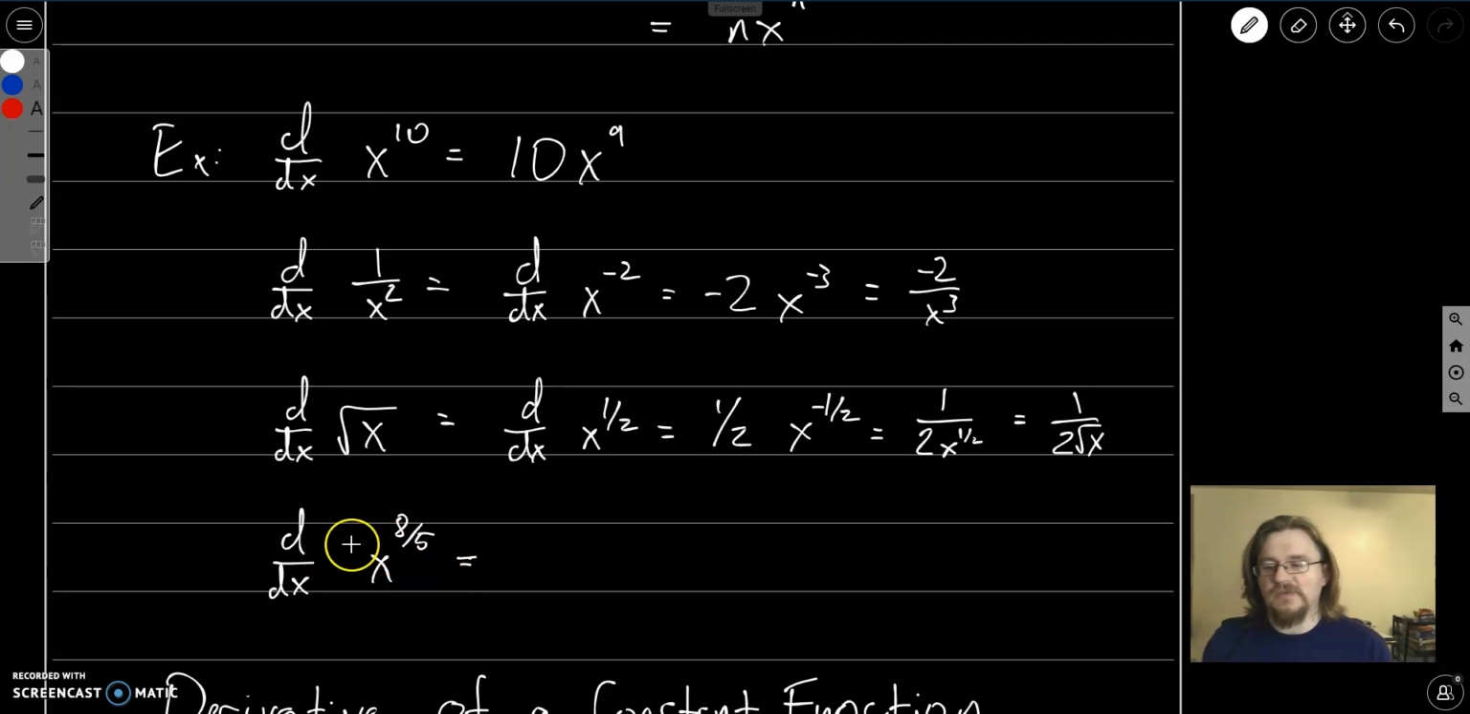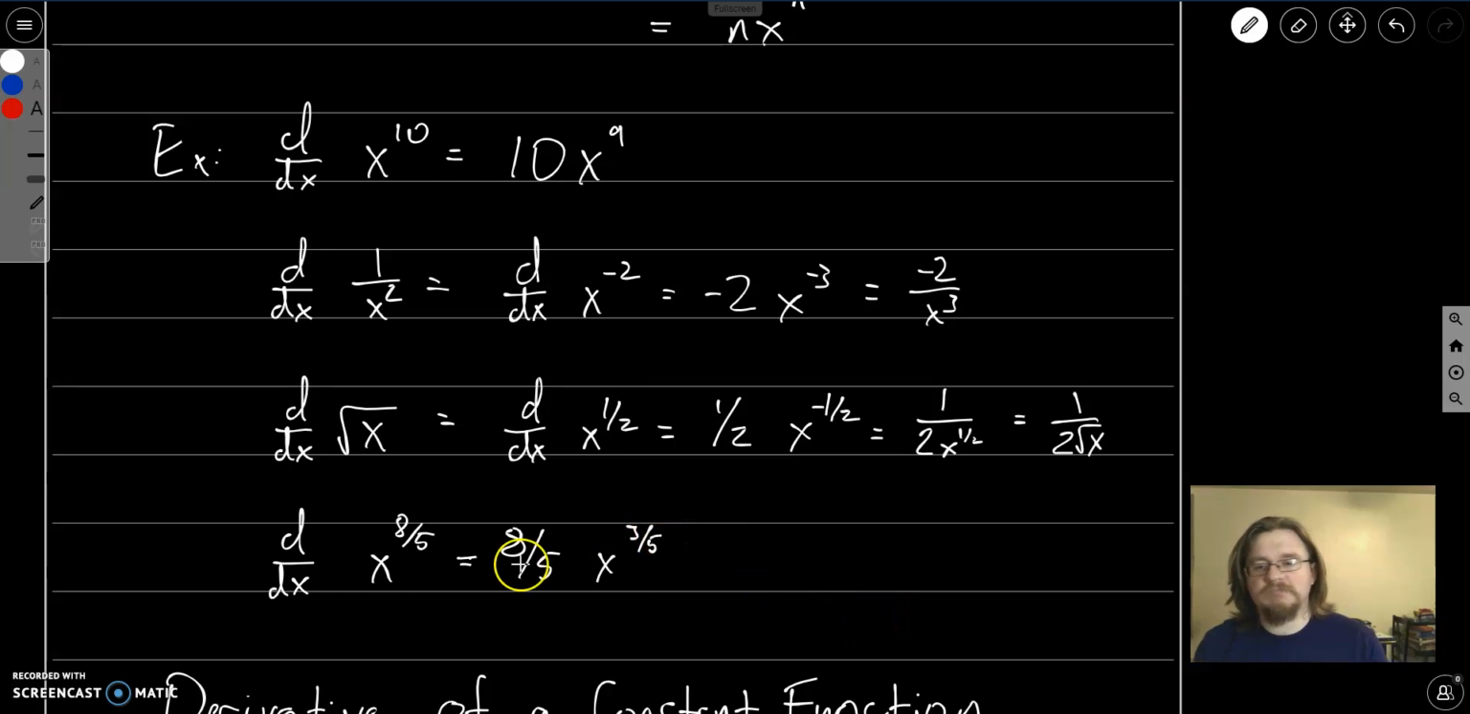And then finally, we've got maybe a more complicated one. I've just got a worse fraction up here, 8/5, but everything works exactly the same. If I take the derivative, this is going to be 8/5 times x to the, so 8/5 minus 1, or 8/5 minus 5/5.